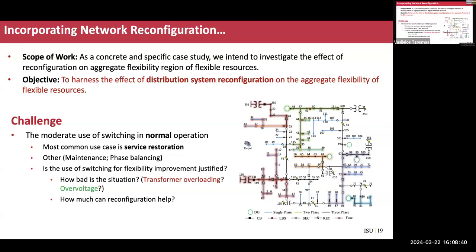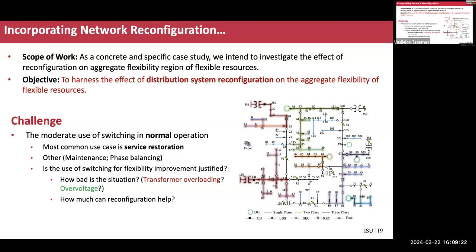We're also aware of the challenge of doing switching in normal operation. Distribution systems are not normally reconfigured frequently. The most common use case of reconfiguration is for service restoration. That's when you have to reconfigure the system. Other cases, for instance, are maintenance, or when you have a strongly unbalanced three-phase system. You probably sometimes do phase balancing by doing network reconfiguration, but those are the only cases. So something we're curious in understanding is how much flexibility you can gain by doing reconfiguration.